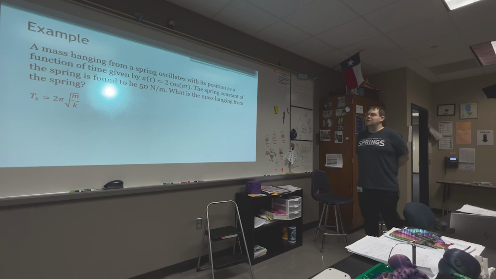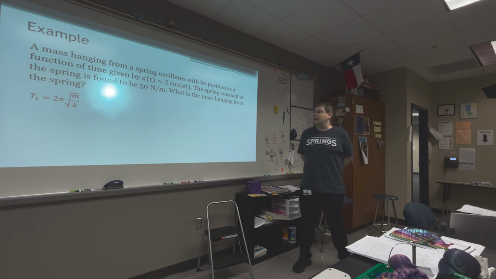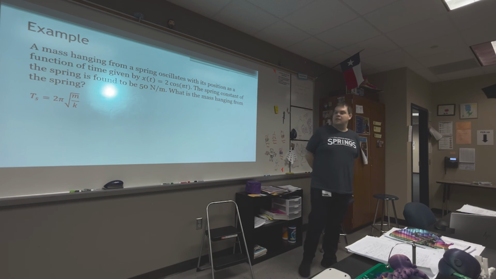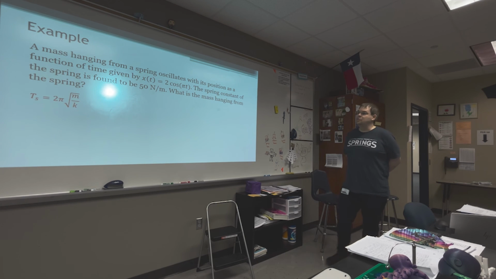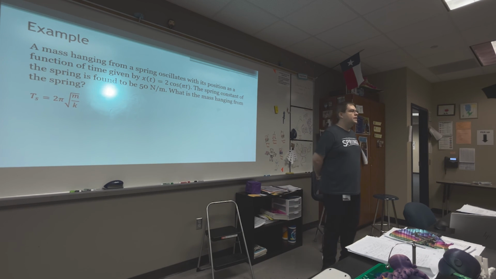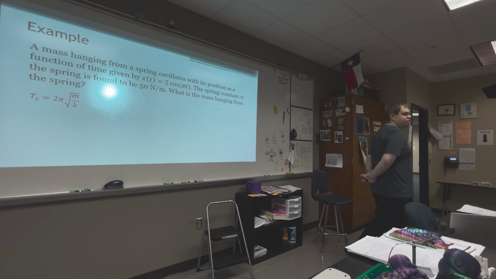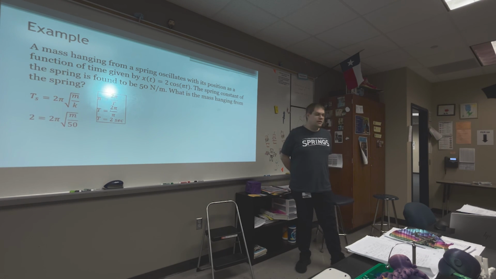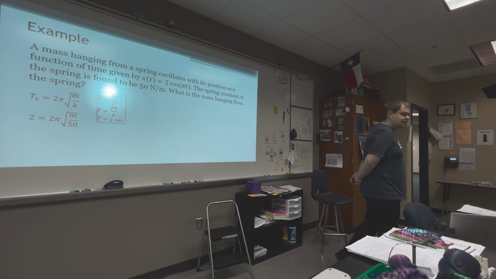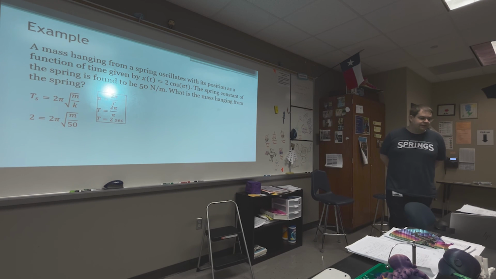Well, first, we know that the period function of a spring is 2 pi times the square root of mass over the spring constant. Well, all we know right now, do we know the period? Yes, what's the period? Two. Do we know the spring constant? Yes. So plug in the 50 and plug in that 2. And we're going to solve here.